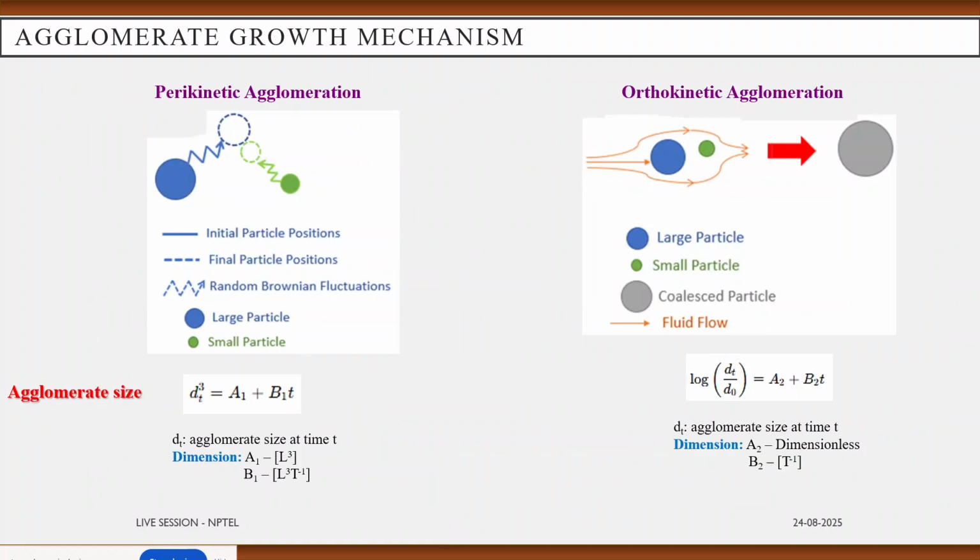So we are going to discuss more about the perikinetic and the orthokinetic agglomeration. Here we can see the initial particle position, and the final particle position is referred to by the dashed particles, where the larger particle and a smaller particle are mentioned in different colors. So they ultimately form the agglomerate, where the perikinetic agglomeration is dominated by Brownian motion.